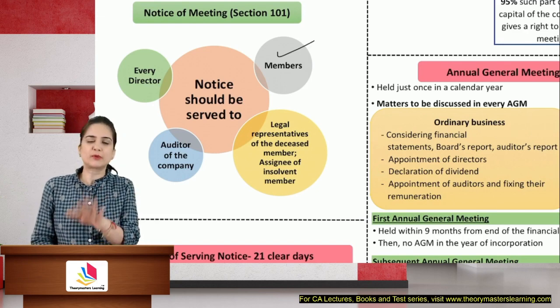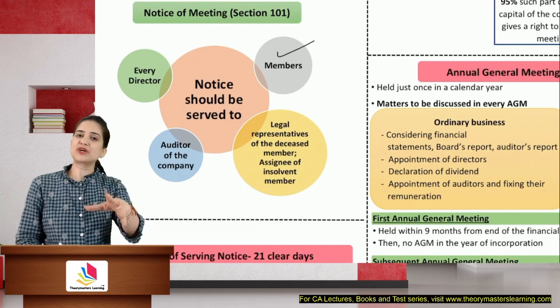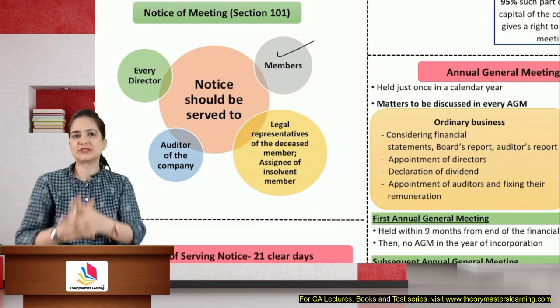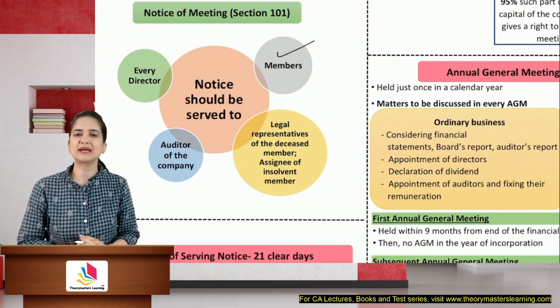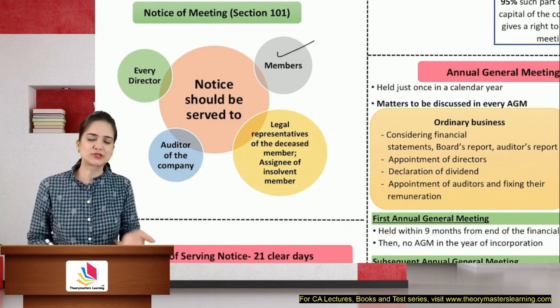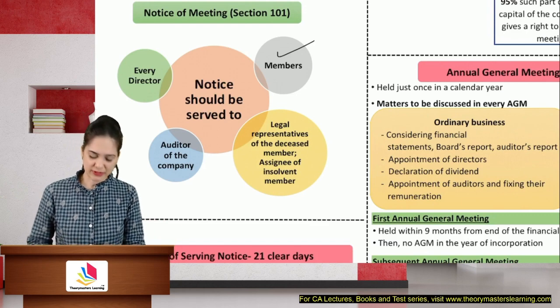It will be given to equity as well as preference shareholders. Preference shareholders are entitled to receive the notice of the meeting. They can even attend the meeting, but they can vote only on resolutions which concern them as preference shareholders. They cannot vote on every resolution unless, of course, the dividend has not been paid for 2 or more years.